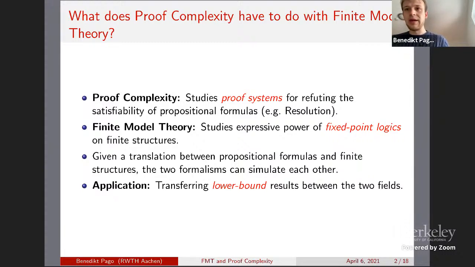And in finite model theory, at least in this context, we're interested in the expressive power of fixed point logics on finite structures. And Albert has already said a bit about fixed point logic. These are extensions of first order logic that allow to express algorithms and iteration. When I say finite structures, you can always think of graphs or colored graphs or things like that. How do we bring these two things together? It turns out that these two formalisms, proof systems and fixed point logics, can mutually simulate each other, provided that we use a suitable translation between the two worlds. So we have to somehow translate between graphs and propositional formulas. And then this simulation preserves complexity. That's why one of the main applications is that now we can transfer lower bound results that are known already between the two areas of research.